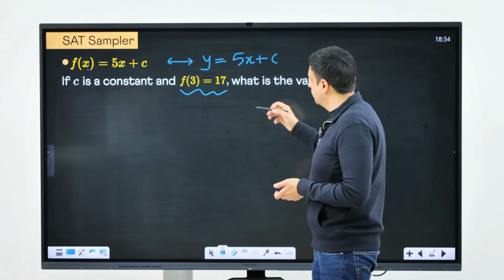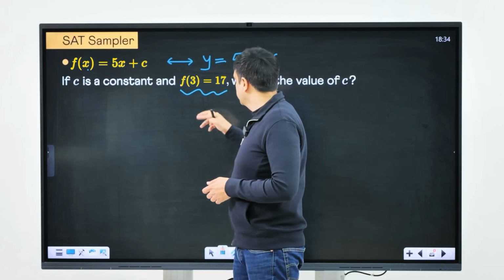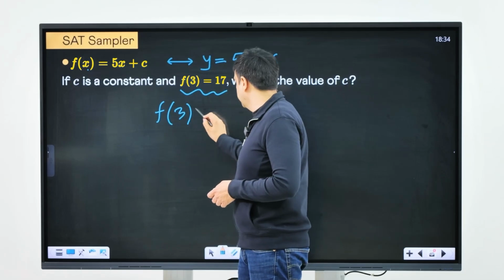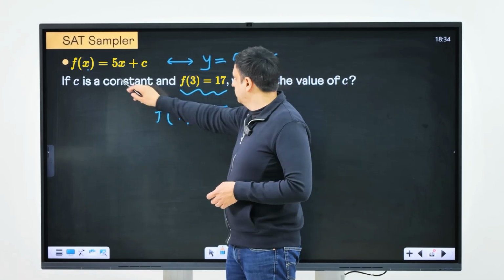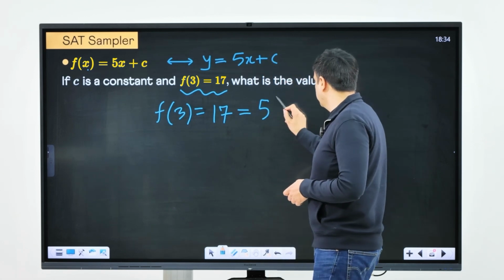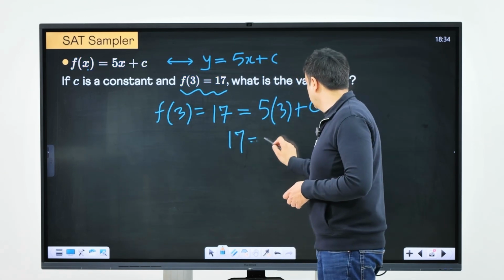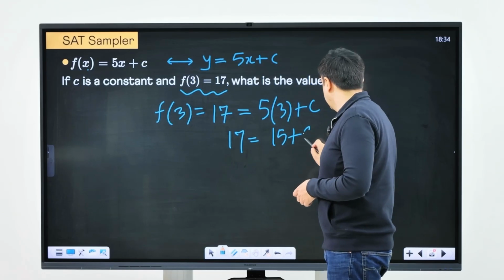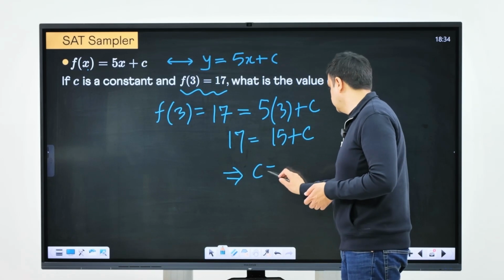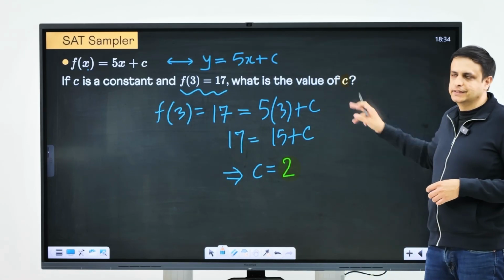So it's a simple substitution problem. Instead of x, we plug in 3. So we know that f of 3 is 17. But f of 3 should also be 5 times 3 plus c. So 17 should be equal to 5 times 3 plus c. So 17 should be equal to 15 plus c. And you subtract 15 on both sides now. And this means that c should be equal to 2. So c equal to 2 is the answer to this problem.